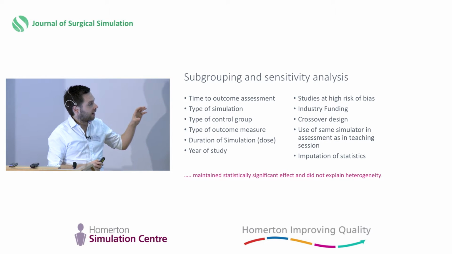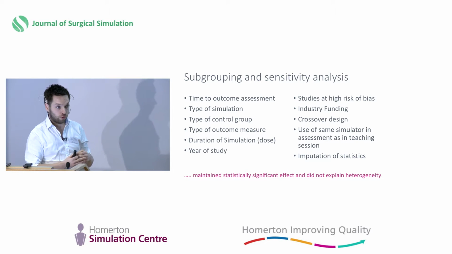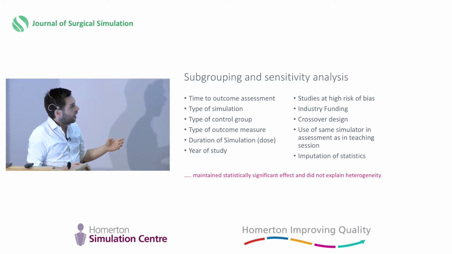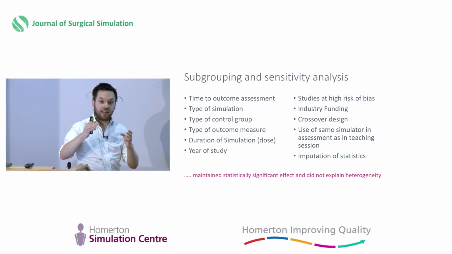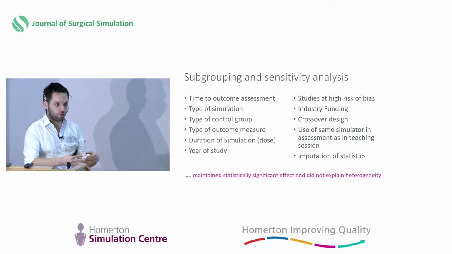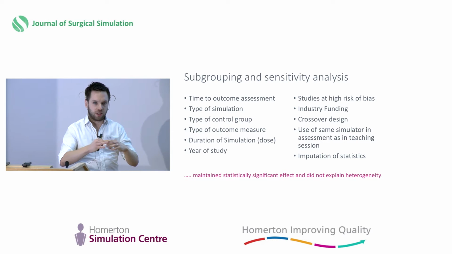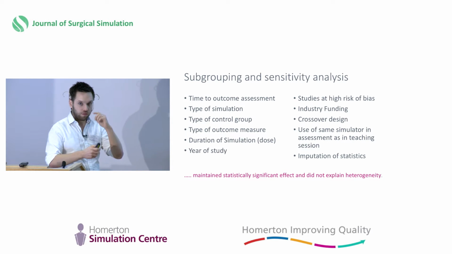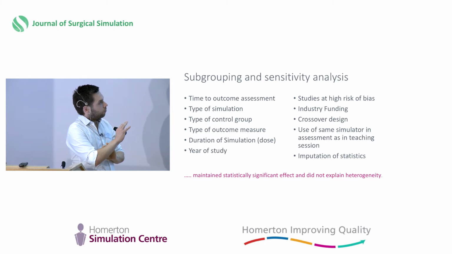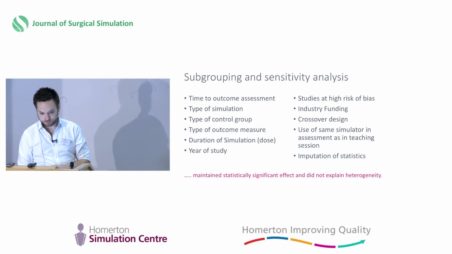Furthermore, we did a sensitivity analysis as well. This is removing studies from the analysis to see what effect that has on your effect size. So we removed all the studies that had high risk of bias, industry funding, had used the same simulator in the assessment as in the teaching session, because obviously that puts the students who had simulation at an advantage because they're already familiar with the simulator, and then crossover and imputation of statistics because of the statistical issues surrounding putting those kind of studies into a meta-analysis. And crucially, those doing that sensitivity analysis maintained a statistically significant and large result.